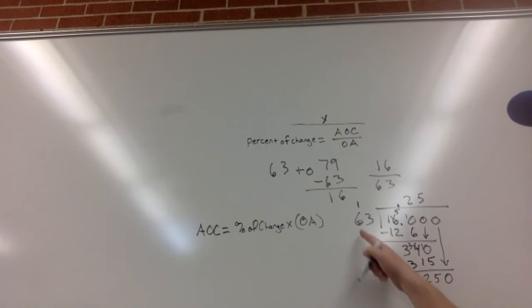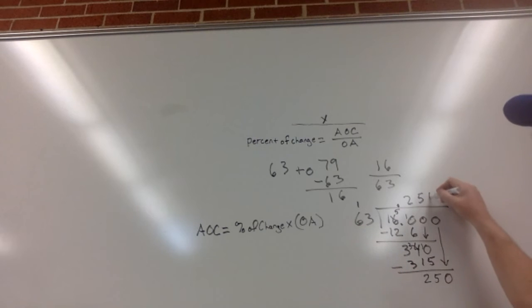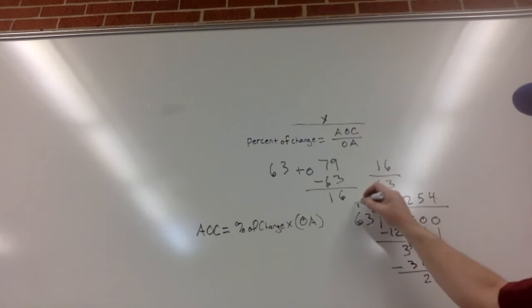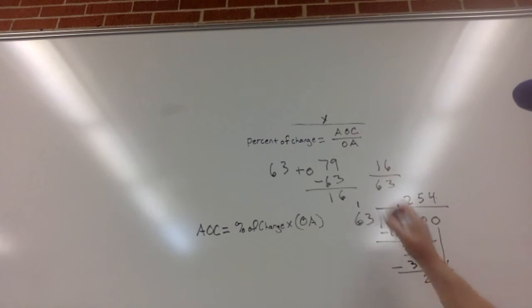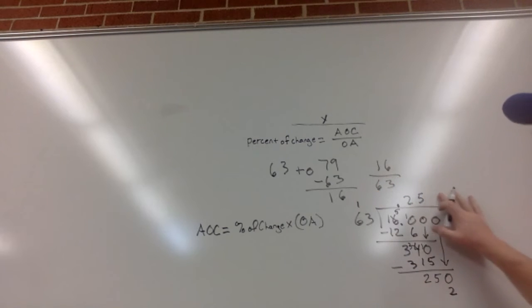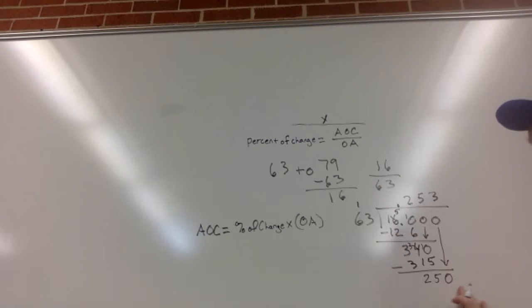Okay. Let's see. 6 times 4 is 24. Let's try 4. 3 times 4 is 12. Carry my 1. 6 times 4 is 24 plus 1 is 25. Oh, too much. Let's go 3. 3 times 3 is 9. 3 times 6 is 18. Borrow from the 5. Make it a 4. 10 minus 9 is 1. Borrow from the 2. Make it a 1. 14 minus 8 is 6. It's less, not by much.